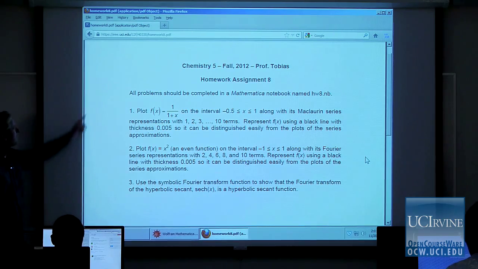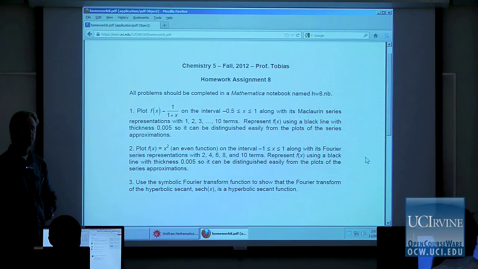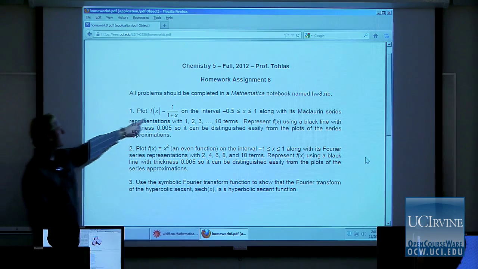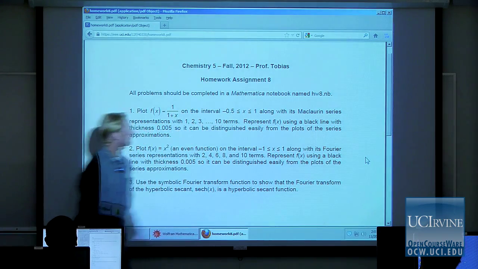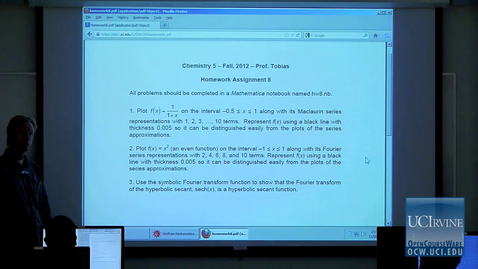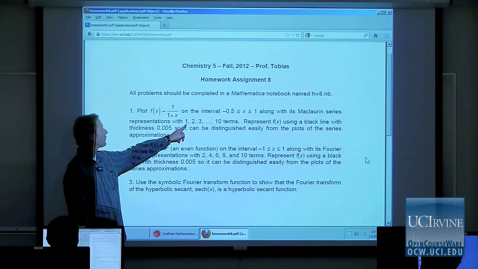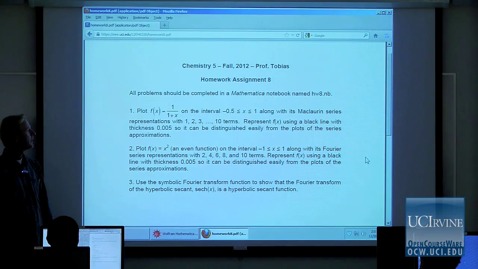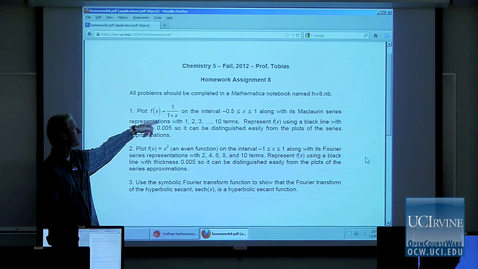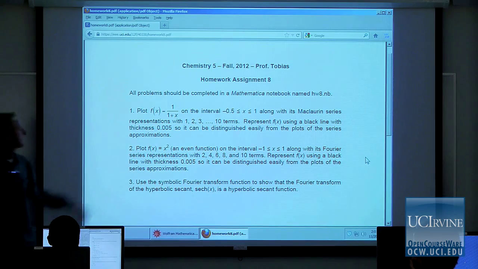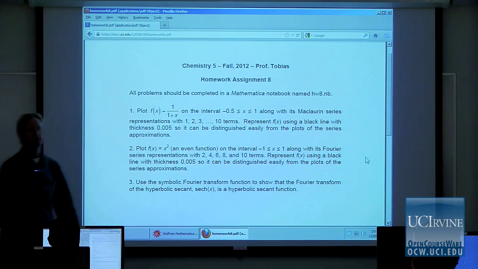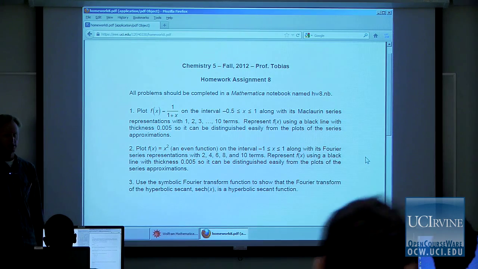Okay, so there are 3 problems, and the first 2 problems have to do with series expansions of functions. In the first one, I want you to expand this function f of x equals 1 over 1 plus x in Maclaurin series, so that means around the point x equals 0, over this interval. And I want you to do that in a table where you include expansions with 1, 2, 3, etc. up to 10 terms. All right? And then I want you to plot this function with a thick black line along with the various expansions that you create all on the same plot. Okay, so this is practically identical to an example that's in your notes. It's just a different function.